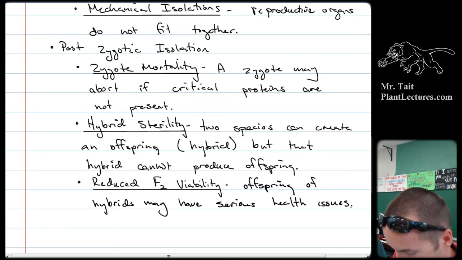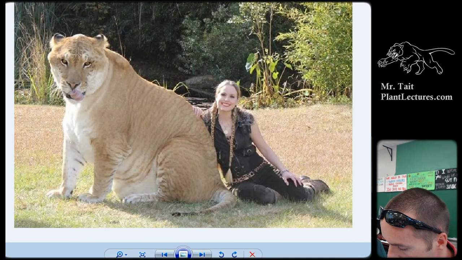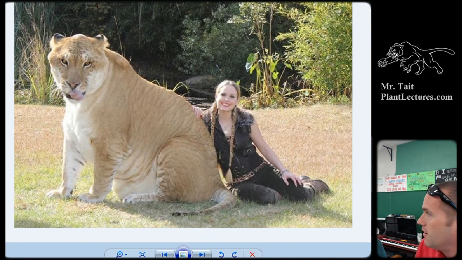In fact, I have a picture here. This is Hercules the liger. He's massive, absolutely enormous. She's like her and this other weird dude who looks like Conan the Barbarian.